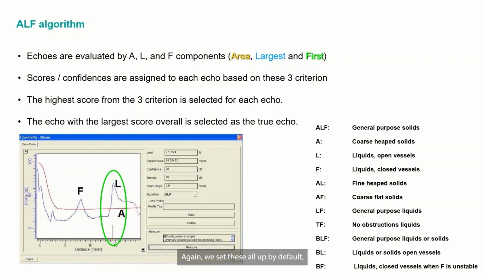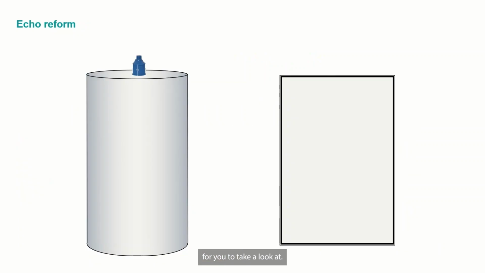Again, we set these all up by default, but if you want to change one, that's generally the guideline that we recommend. Again, all of these things are done in the Quick Start Wizard based on your selection and whether you choose your response rate and your material type. If you need to adjust that, lots of different options for you to take a look at.